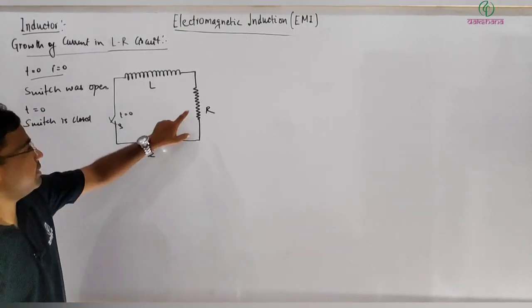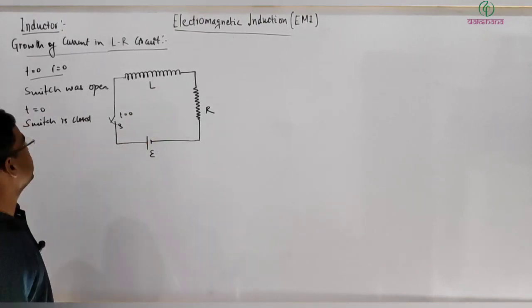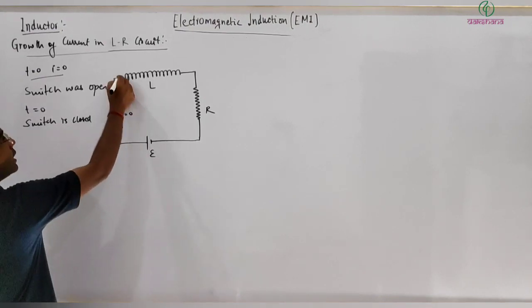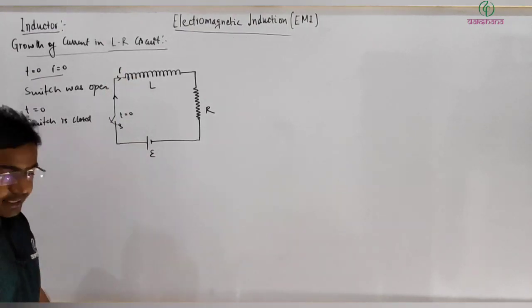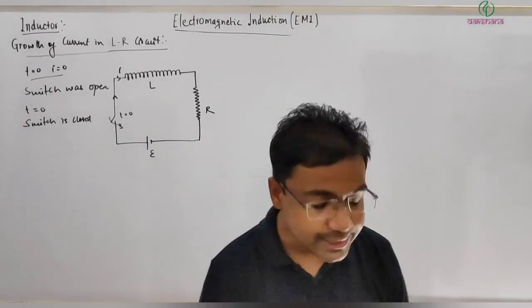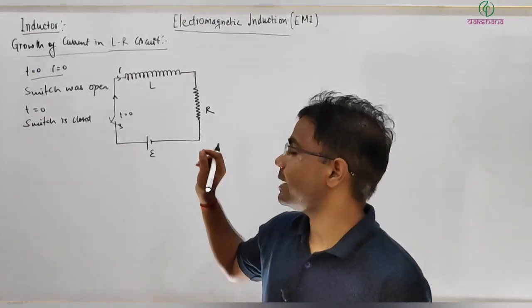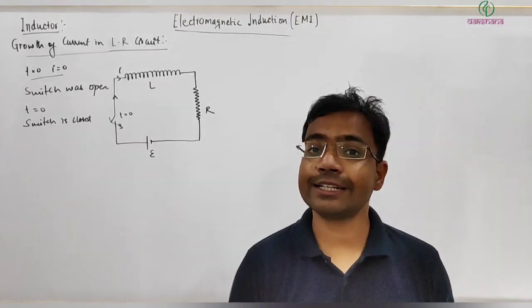Right? Battery, EMF E, resistor and so on. So now what will happen? At t equal to 0, the switch is closed, and some current I will start flowing and increasing. Another thing, just for your information, try to understand it. What is happening? Initially the current in the inductor is 0.